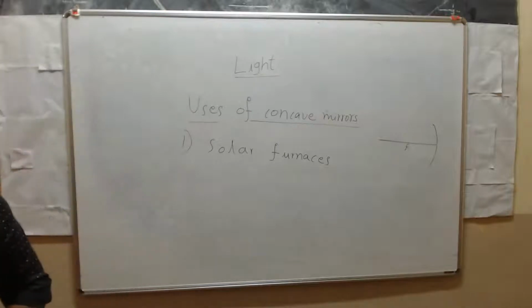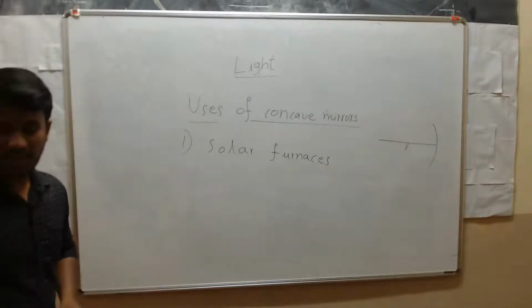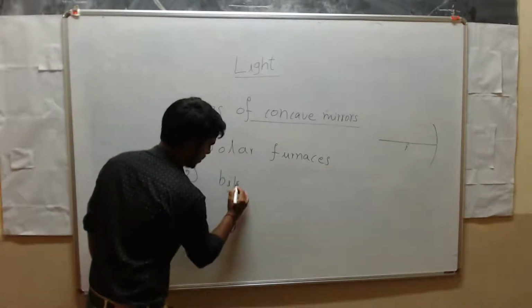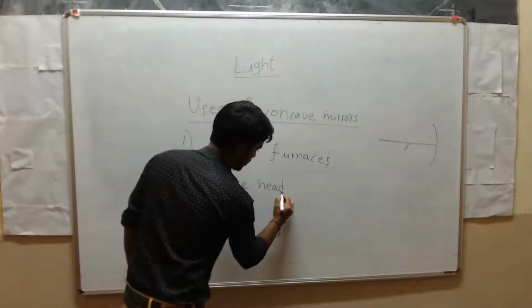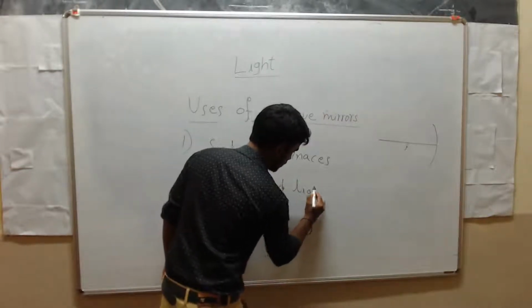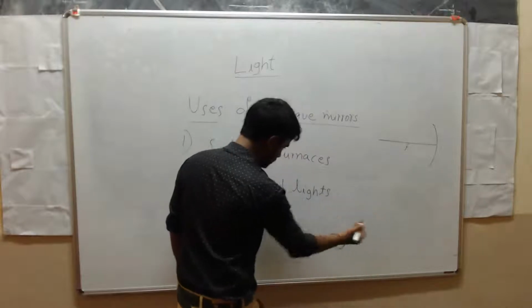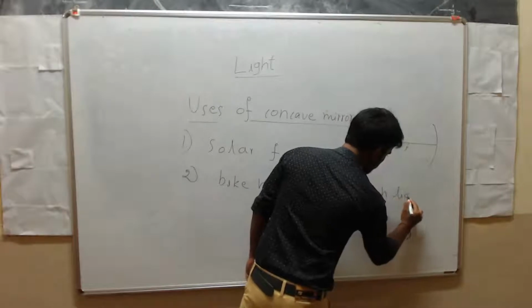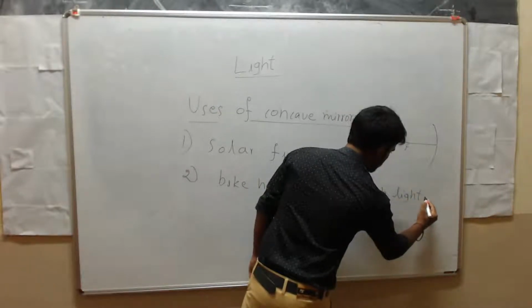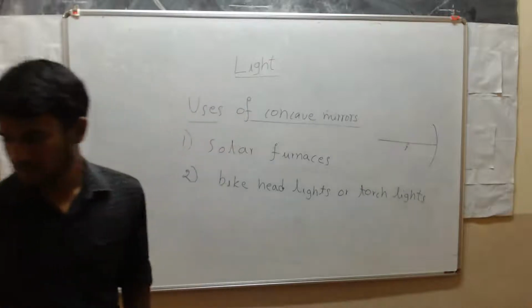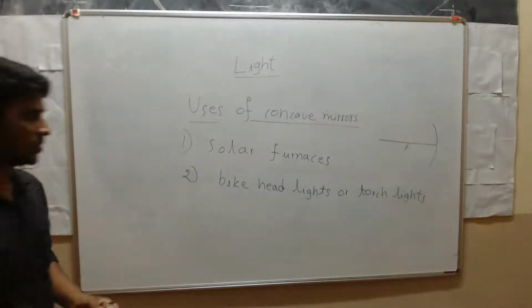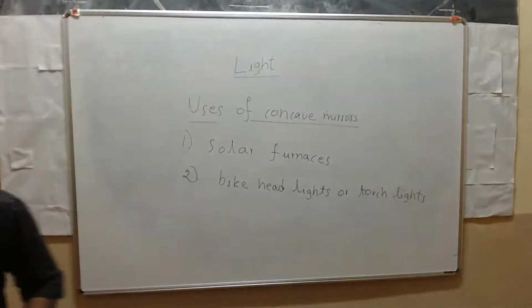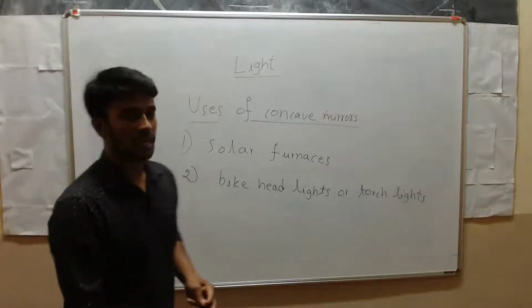Next, the second one: we use concave mirrors in bike headlights or torch lights.